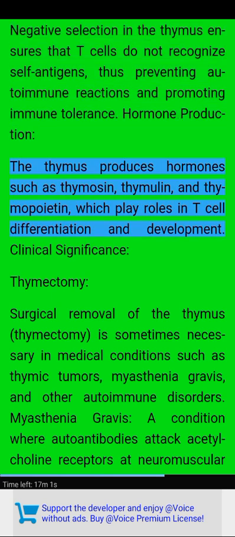Hormone production. The thymus produces hormones such as thymosin, thymulin, and thymopoietin, which play roles in T cell differentiation and development. Clinical significance. Thymectomy: surgical removal of the thymus. Thymectomy is sometimes necessary in medical conditions such as thymic tumors, myasthenia gravis, and other autoimmune disorders.